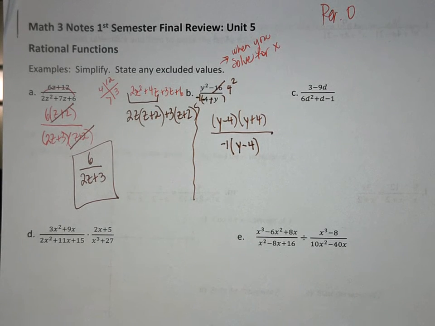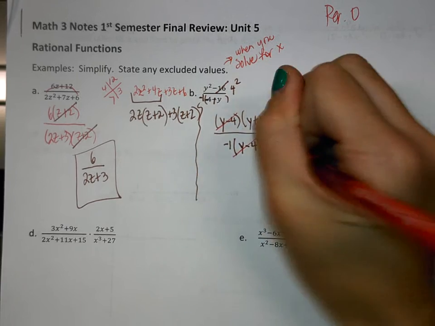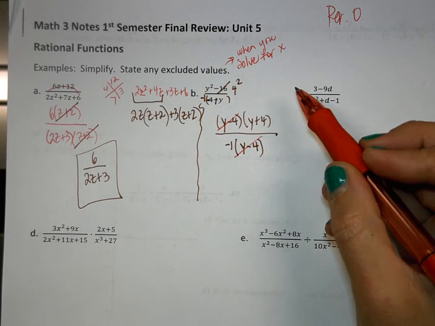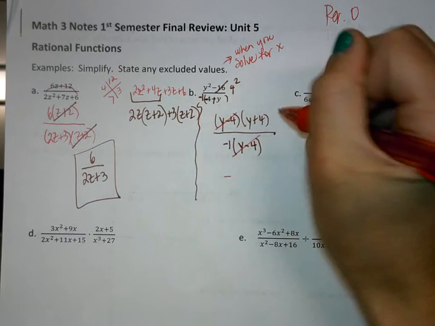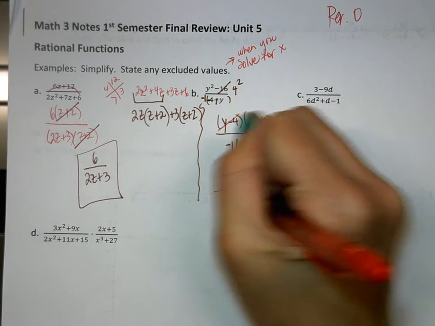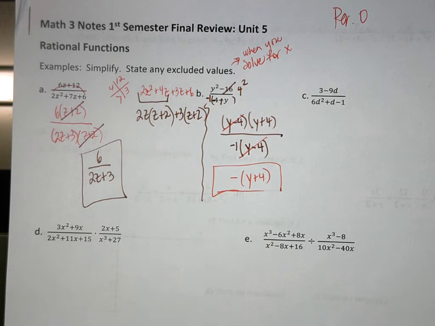So now both of these are y minus 4s, so we can cancel them out. And the negative 1 can go in front of the first parenthesis there, so we have negative and y plus 4. You could also distribute the negative through for a multiple choice answer, and your answer could be negative y minus 4. Okay? Any questions on B? Okay. C.